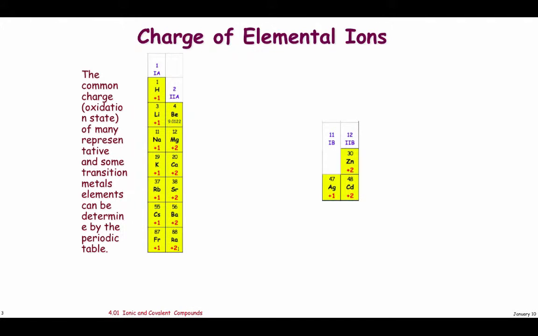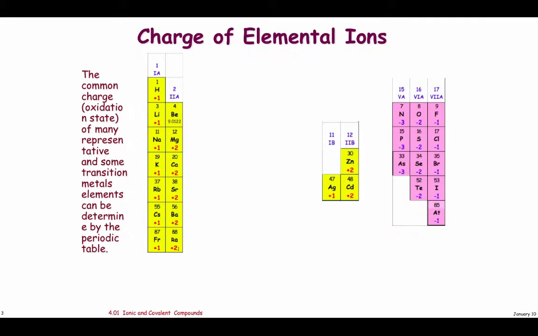So here again are your cations with fixed charges. Group 1, Group 2, zinc, cadmium, silver, and aluminum. Aluminum should be here as well, but it's not shown. Here are your anions with fixed charge. Fluorine, chlorine, bromine, iodine, and astatine, that's -1. Oxygen, sulfur, selenium, tellurium, that's -2. Nitrogen, phosphorus, arsenic, that's -3.